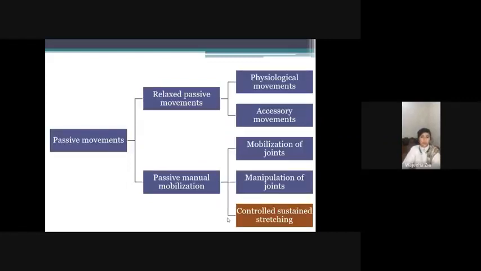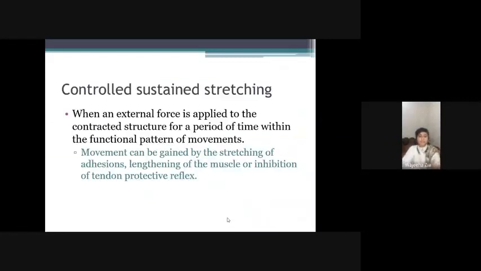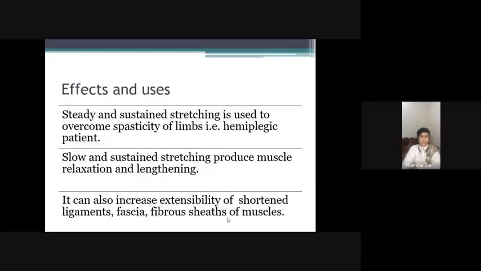The next one is controlled sustained stretching. So when an external force is applied to a contracted structure for a period of time within the functional pattern of movement, these muscles will become lengthened by inhibition of the tendon protective reflex. So it can be used in case of the hemiplegic patient, in case of the spastic patient, when the muscles are very tight, when the muscles are in contracture.